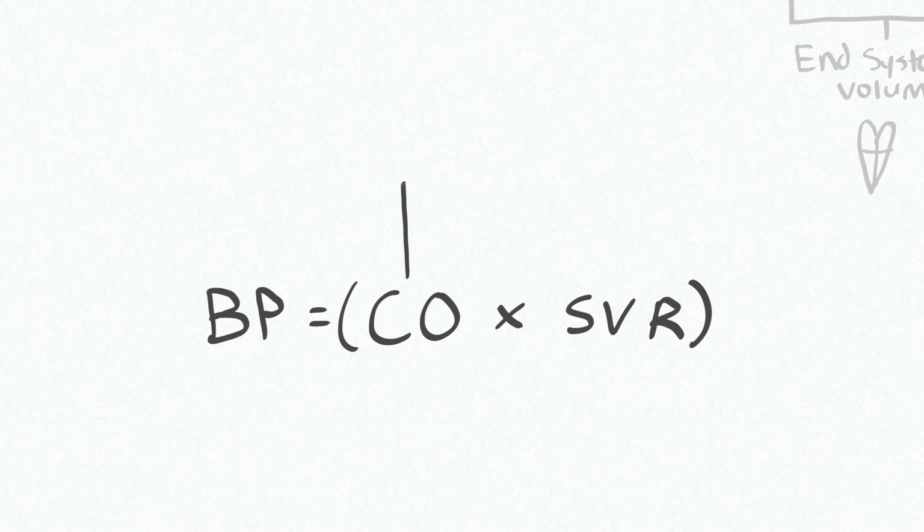Then your cardiac output is your heart rate times your stroke volume. So the amount of blood that's actually ejected for every beat times your heart rate will give you a cardiac output in mils or liters per minute.